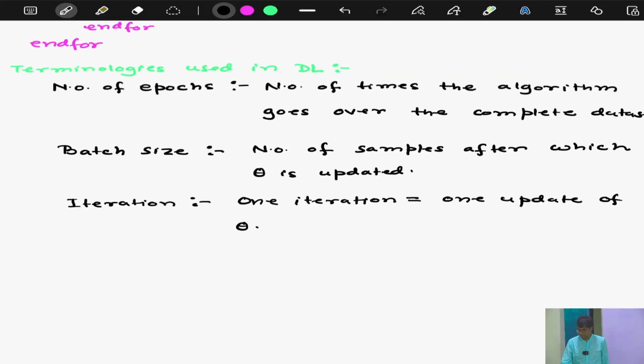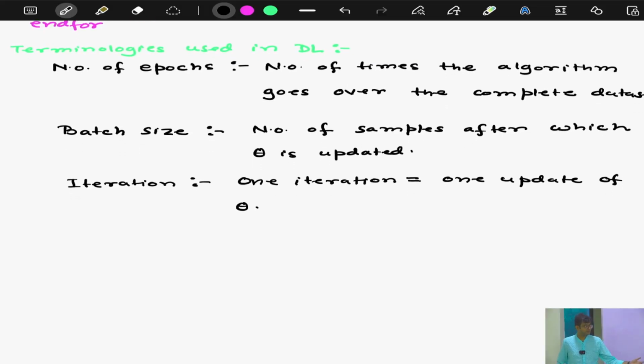Okay. So three terminologies from the last lecture that were pending: number of epochs, the number of times the algorithm goes over the complete data set, so an epoch is one pass over the complete data set. Batch size, the number of samples after which theta is updated. Iteration, the number of iterations is equal to the number of updates. So one iteration is equal to one single update. So these are the terminologies. Okay. So epoch is basically not iteration in a generic sense. In a specific case it can be, but in a generic sense in deep learning, epoch and iteration have two different meanings.